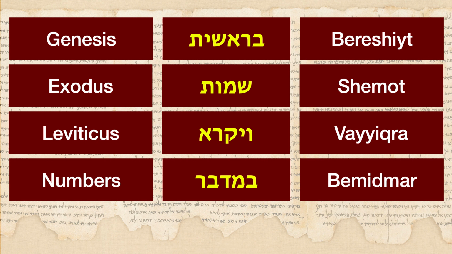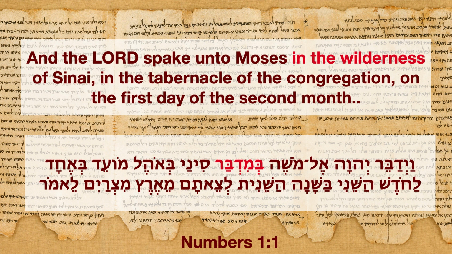Numbers in the Hebrew Bible is Bemidbar. What is Bemidbar? Again, it occurs in the first verse of the book of Numbers. And the Lord spake unto Moses in the wilderness of Sinai. Vaydaber Adonai el Moshe bemidbar Sinai. That's the text in Hebrew. And so Bemidbar means in the wilderness. That's the title of the fourth book in the Torah, Numbers.